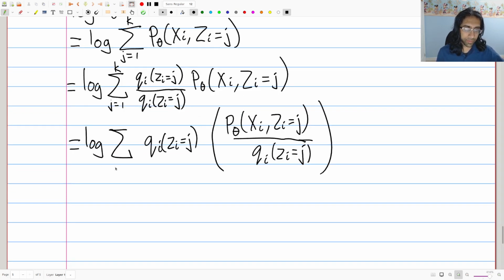But now the nice thing that we have here, actually I'll write this back in, is the fact that this is really an expectation of this random variable. When you think of it, this is just an expectation over the random variable zi drawn from the distribution qi. Maybe if I write it like this, it'll become more clear. So this is log of the expectation of this quantity right here.